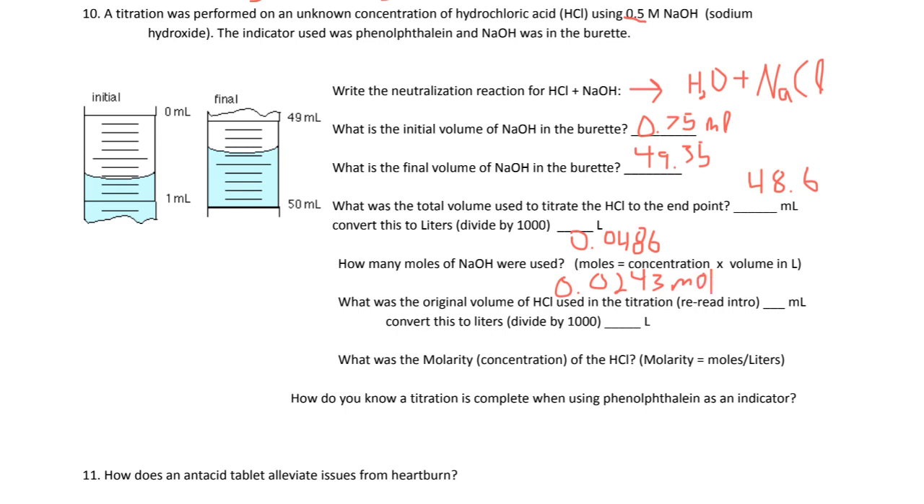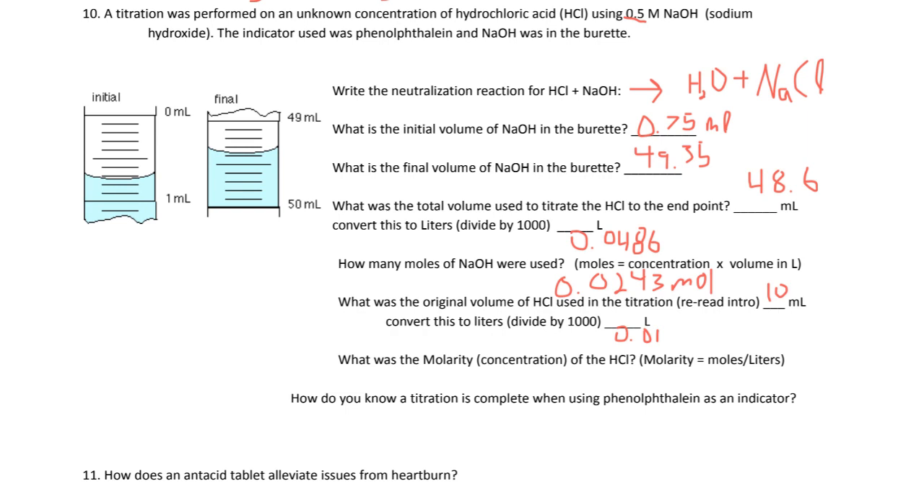All right. Original volume of NaOH. We look back at the problem. Reread the intro. I think this was copied out of the lab because it does not tell us the original amount. So what should we say? 10 milliliters? Let's say 10 milliliters. And then we convert that to liters. That's going to be 0.01 liters. All right, so molarity of the HCl.